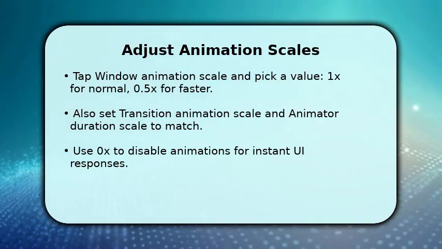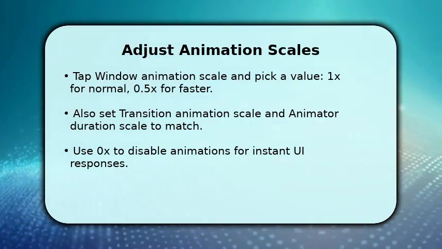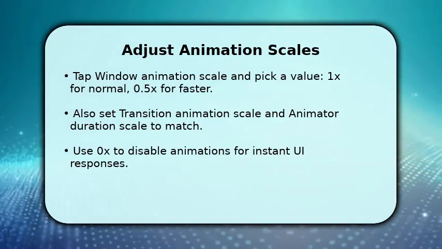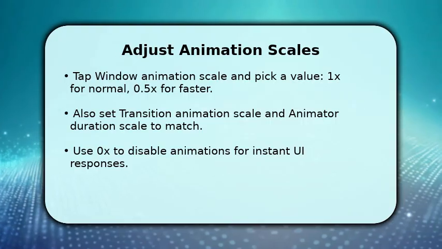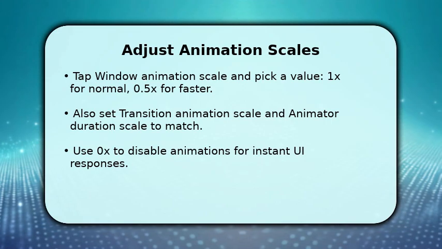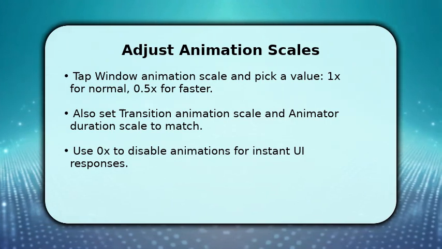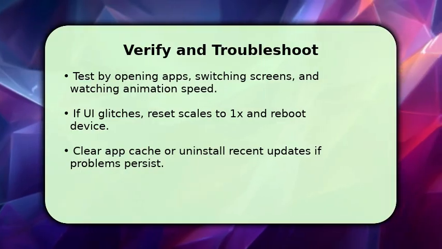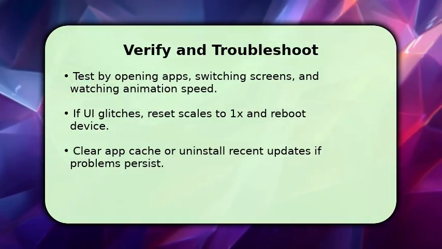Why match them? Because mismatched values can make animations look odd or stutter. If you want a subtle speed up, pick 0.75x. If you prefer maximum speed, choose 0x but be aware some apps expect animations. After changing scales, test by opening apps, switching between screens, and interacting with menus to confirm the perceived speed.